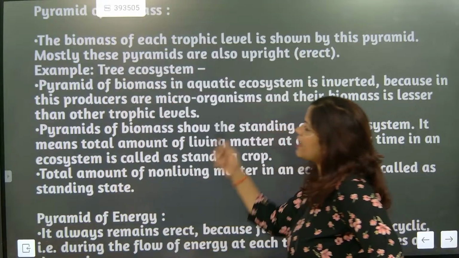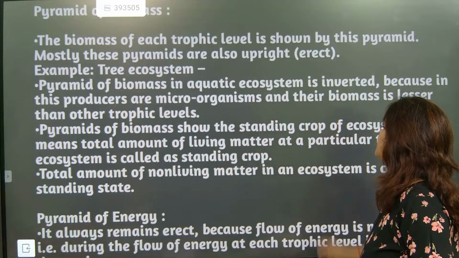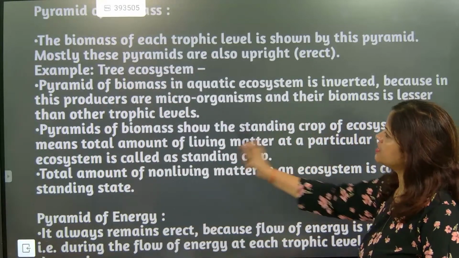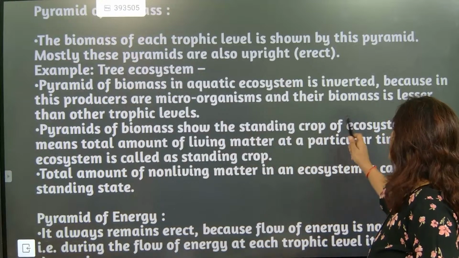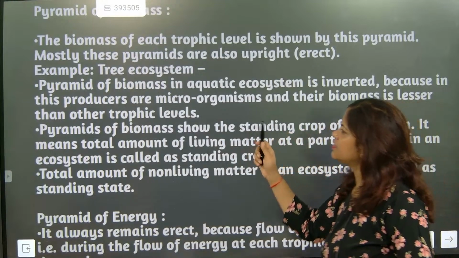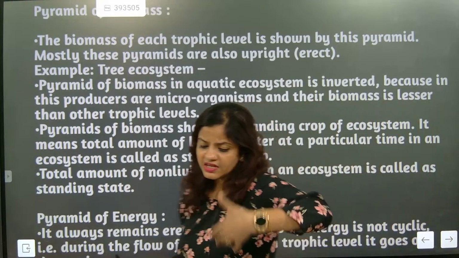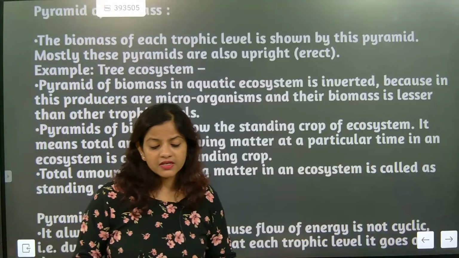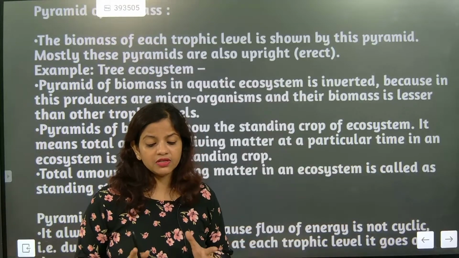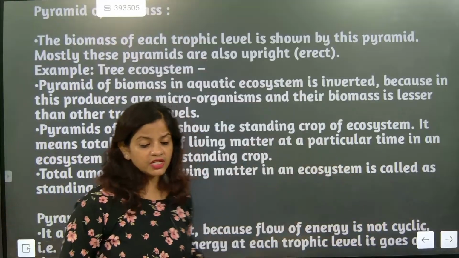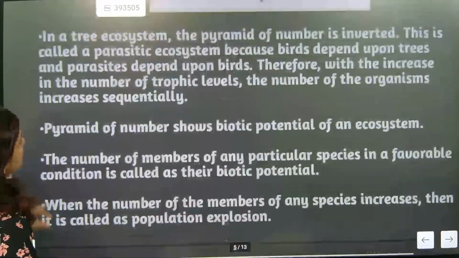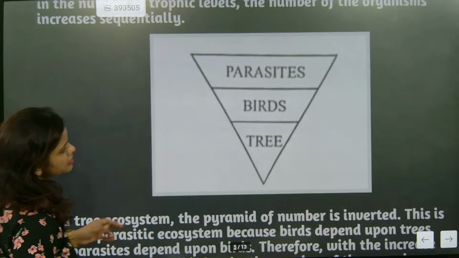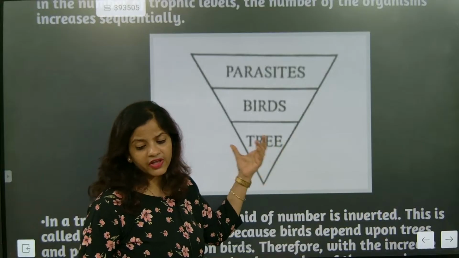The pyramid of biomass in an aquatic ecosystem is inverted because in this the producers are microorganisms and their biomass is lesser than those of the other trophic levels. Yes, it is inverted because you need to see that those organisms which depend on them are on a very large scale. Can you see this inverted?